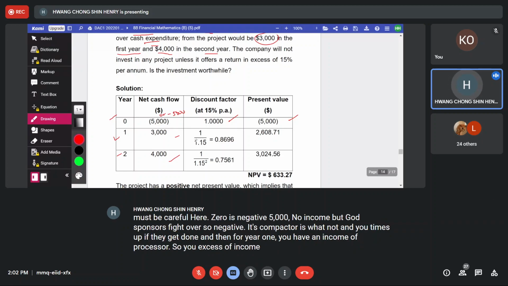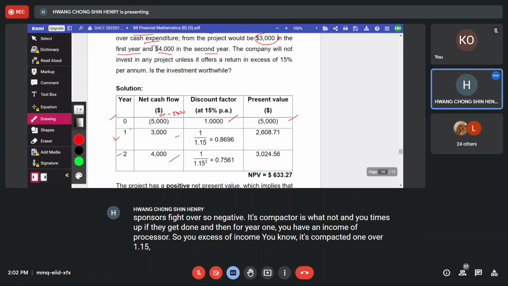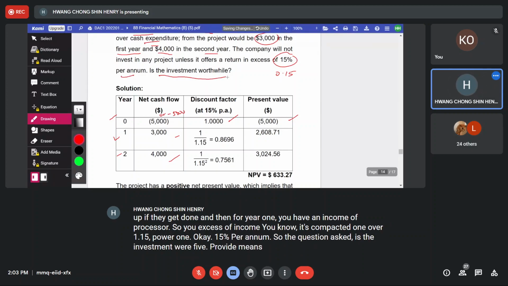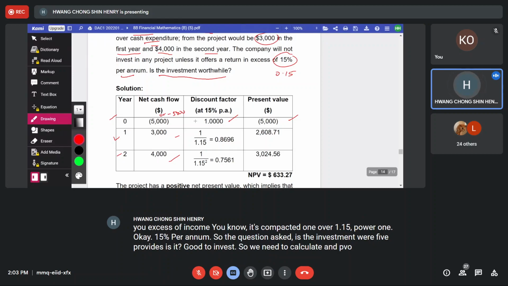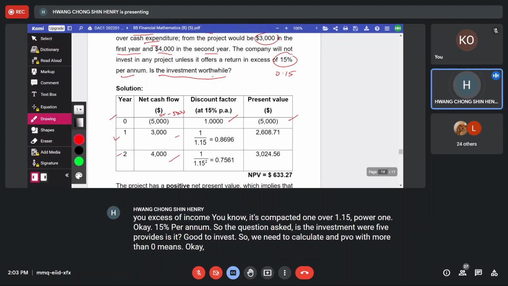Your discount factor is 1 over 1.15 to the power 1. The rate is 15% per annum. The question asks, is the investment worthwhile? Worthwhile means, is it good to invest? So we need to calculate your NPV. If more than 0, it means okay. If less than 0, it means not okay.